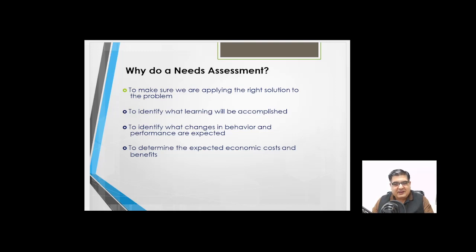Last, not the least, is to determine the expected economic cost and benefit. So through this training and this solution provision, what has happened? Did you manage to retain customers? As a teacher, if you have sent someone for training to provide vocational training to some group of students, did you manage to retain those students? In the banking example, did you manage to retain customers who had severe complaints about not getting a response to their queries and questions?